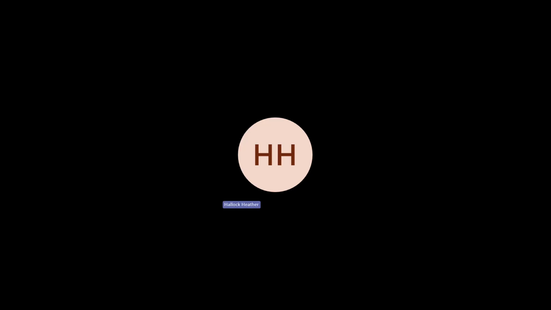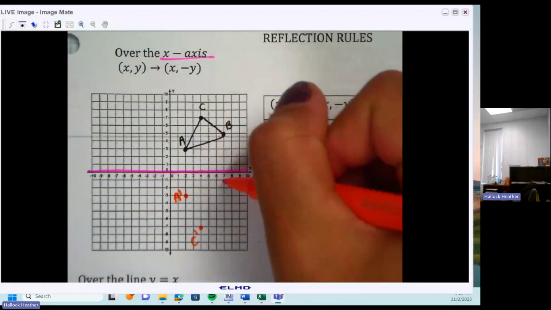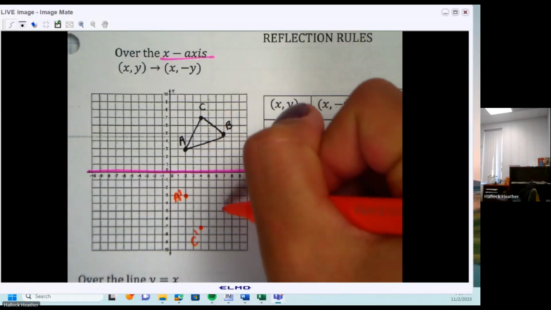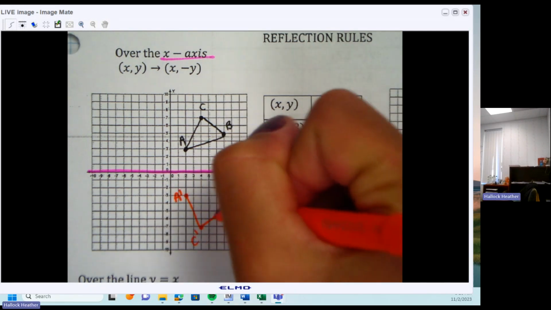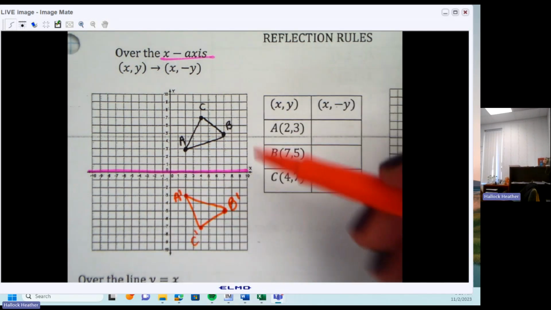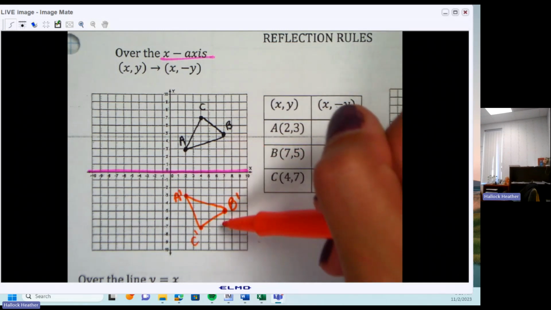2, 3, what is it? 5 above, so B should be 5 below. If I connect them, it looks like this triangle was flipped over the line of reflection.